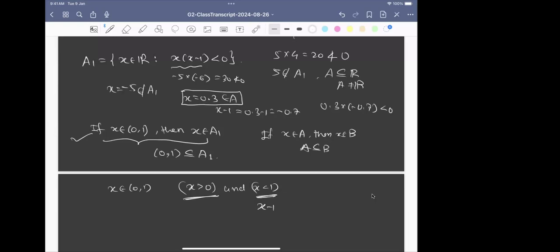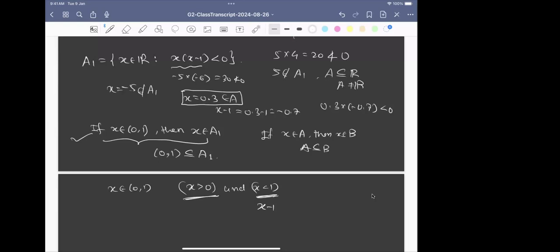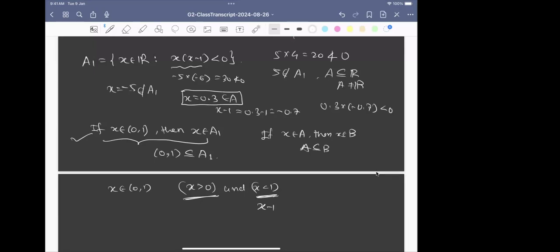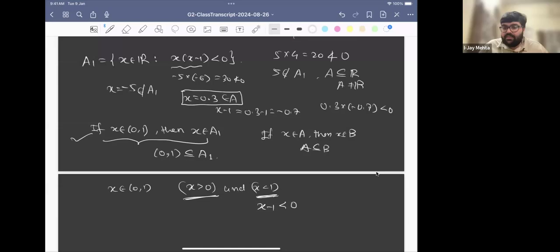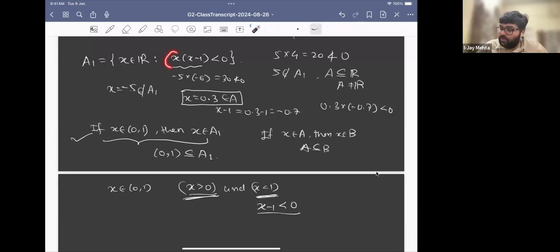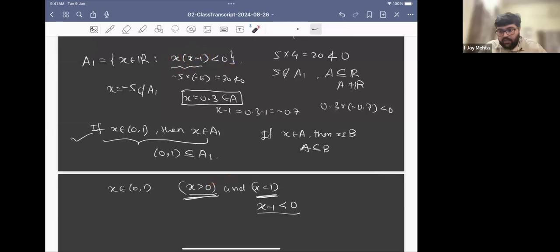If x is less than 1, what will be x minus 1? Subtract 1 from both sides, no? Sir, x minus 1 is less than 0. So one is negative and one is positive. So what is the product going to be? This is positive, this is negative, so it will be negative. Yes, sir. Okay. Good. How many of you understand this?